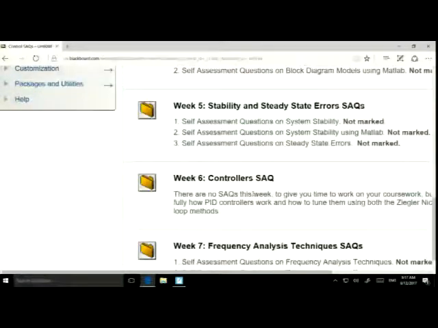Some of them are online. You'll have done multiple choice questions on Blackboard before. Some of them are in that format, but the majority of the control ones are out of the book.